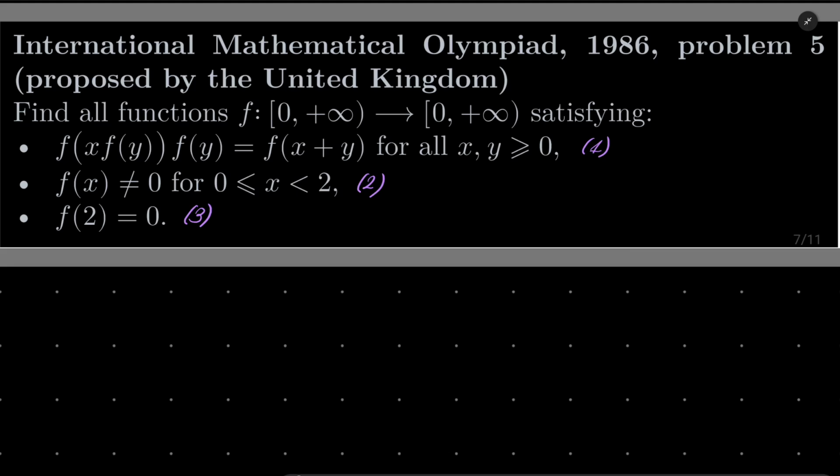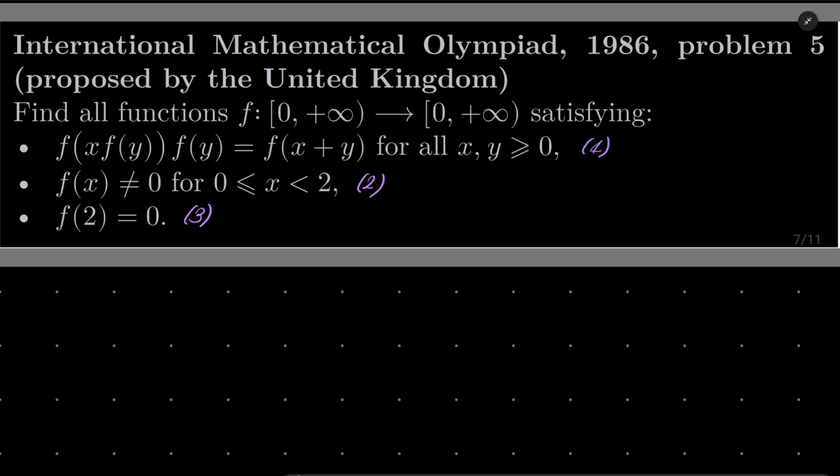First, f of x times f of y equals f of x plus y for all non-negative numbers x and y. Second, f of x is non-zero for x between 0 and 2, 0 inclusive, 2 exclusive, and third, f of 2 is 0. So it's a nice problem, a bit unusual, but a very classic problem, I'd say.